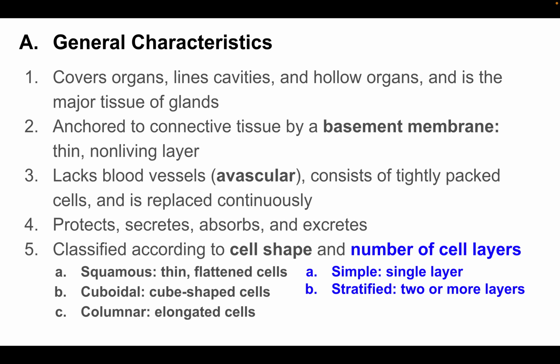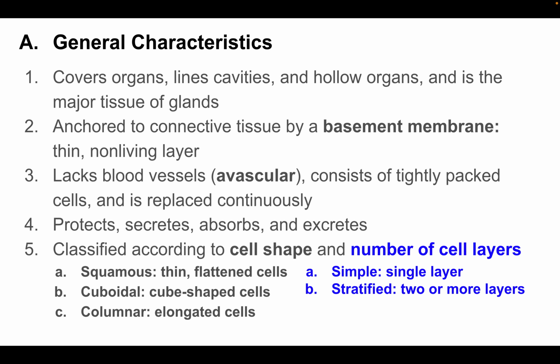And the boundary between those two is the basement membrane. So I'm going to do my best to point out on every slide, this is where the basement membrane is. And we will draw that line or show that barrier. But it's a thin, non-living layer. Epithelial tissue is avascular. That is the technical term that we use when we say it lacks blood vessels. But again, cells tightly packed together and they are replaced continuously. They will protect, secrete, absorb, as well as excrete.